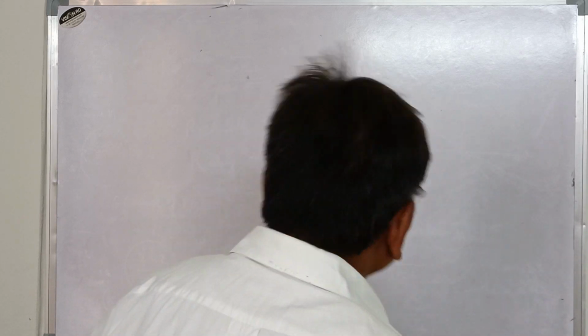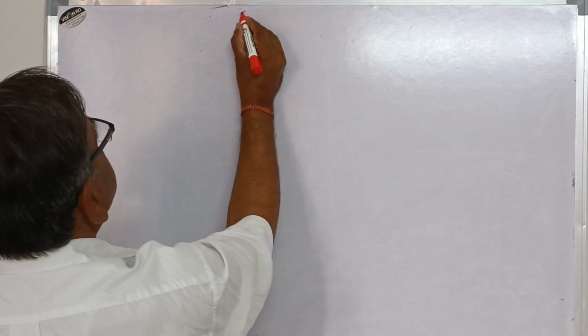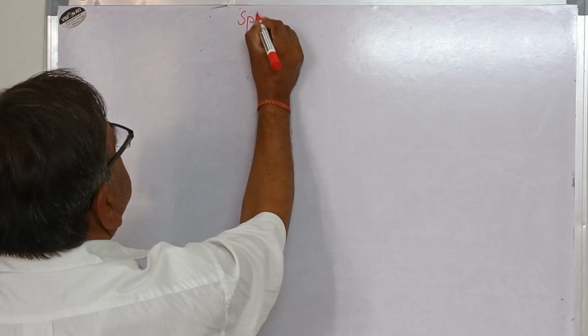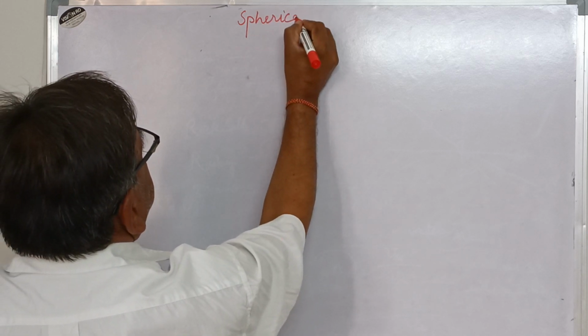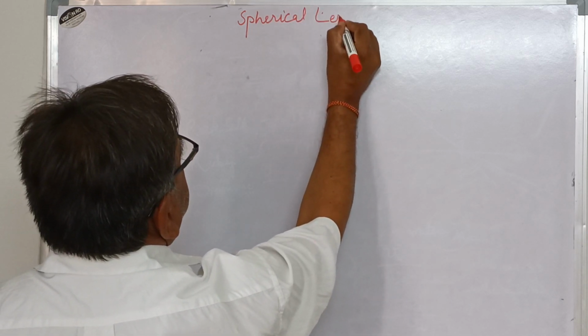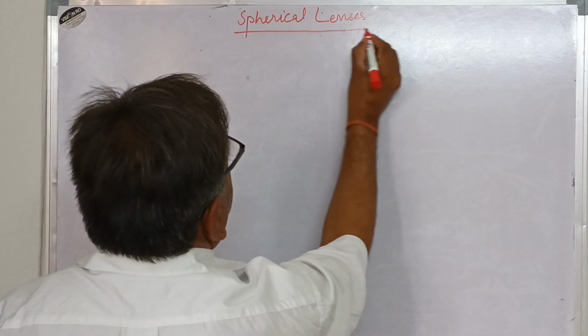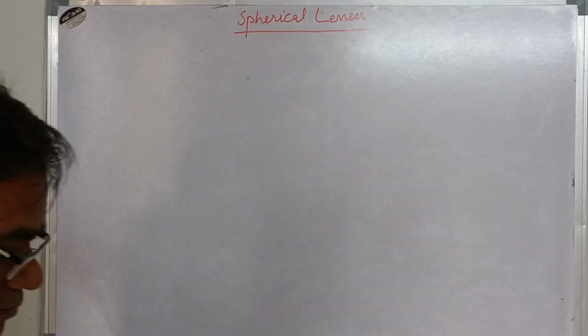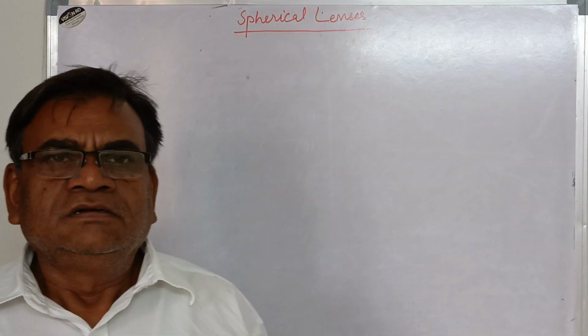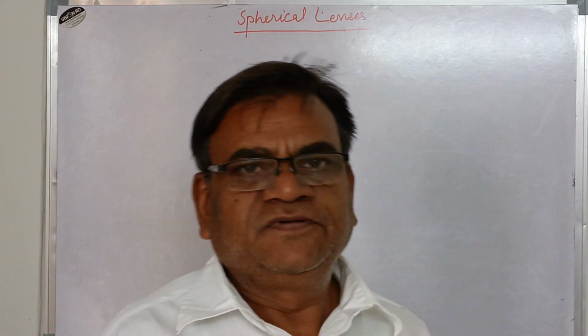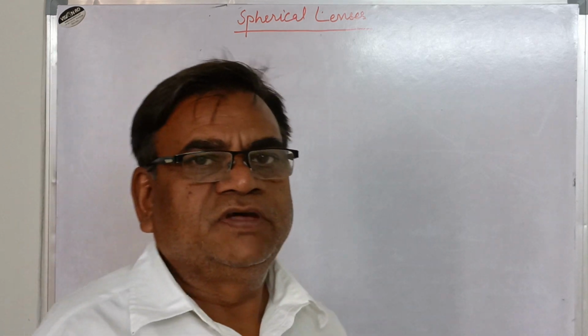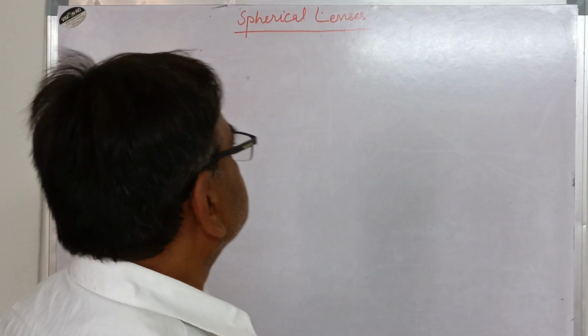Let us discuss today about the refraction of light through spherical lenses. Spherical lenses. There are two types of spherical lenses, convex lens and concave lens.